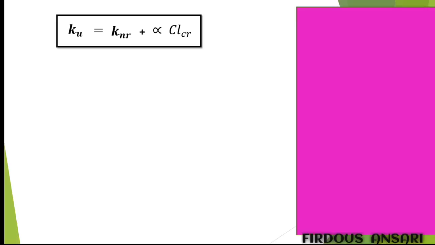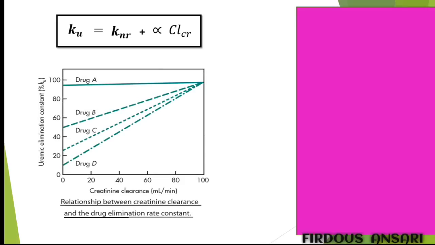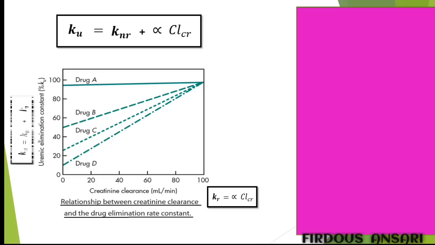So this is the equation and this one is a nomogram. In this nomogram, you can see on the x-axis is the creatinine clearance in ml per minute. That reflects the renal clearance. Okay, KR equals alpha into creatinine clearance. And on the y-axis, you can see the uremic elimination rate constant in percentage, Ku, which is the sum of non-renal and renal elimination rate constant.